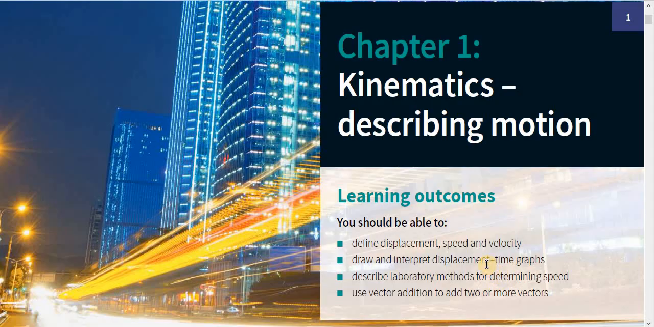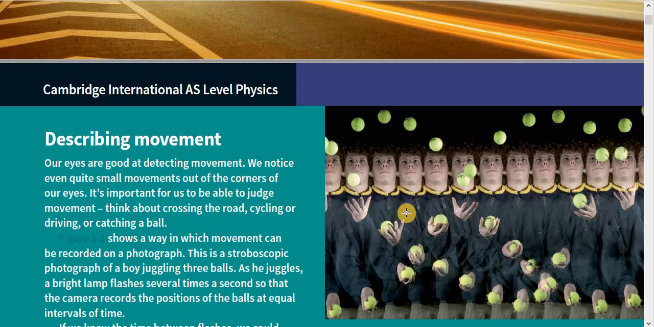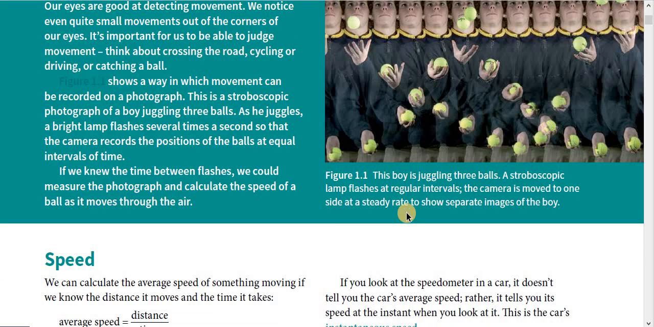The gradient of a displacement time graph is the velocity. And in the next chapter we will learn about velocity time graphs. And we might also see acceleration time graphs. Then laboratory methods, you will see the instruments that we use to measure speed. We can use the ticker tape timer and we can use motion sensors. We will see the details afterwards. And so now you have an idea of what the topics will be that we will learn in this chapter.